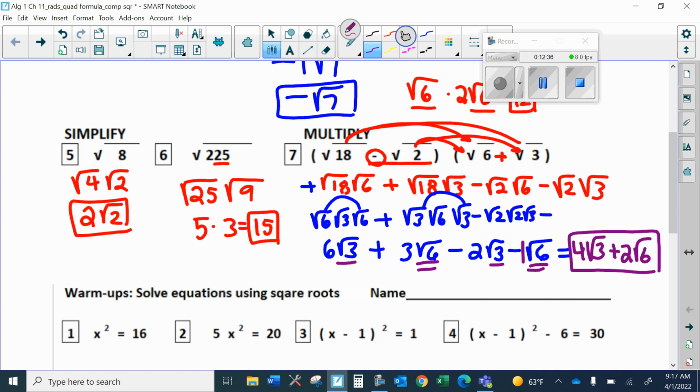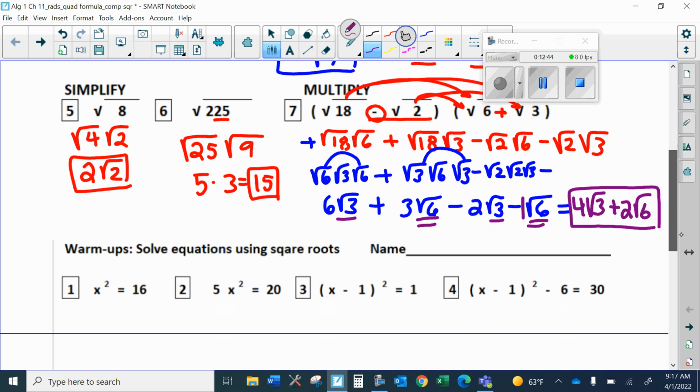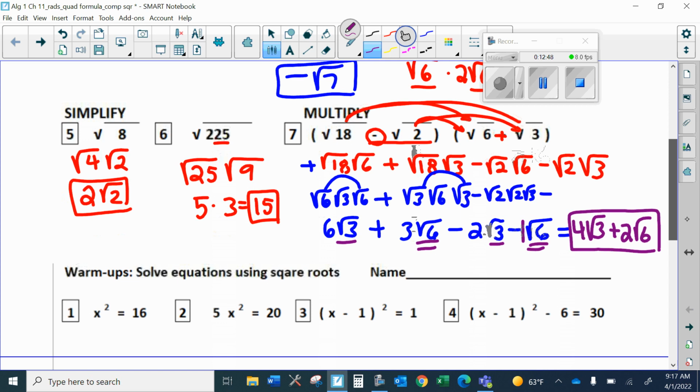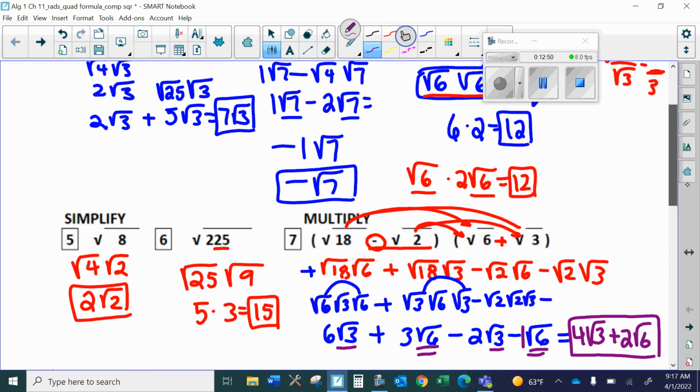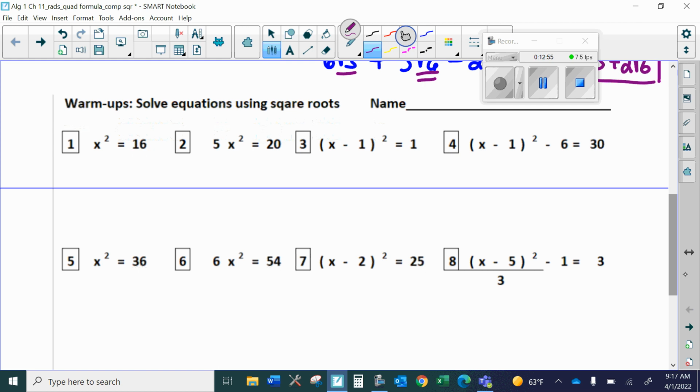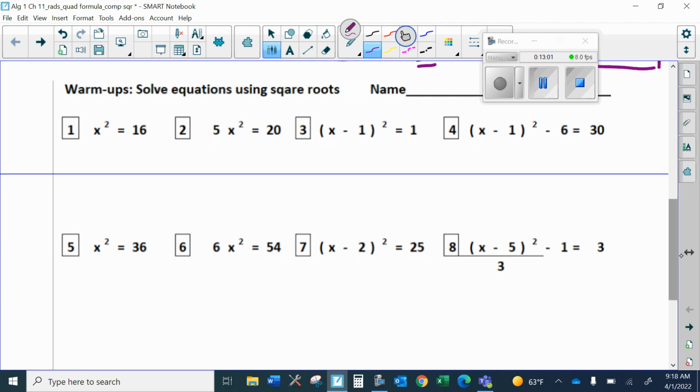I can't combine those because those are not like terms. The root 3 is not root 6. It's like an x and a y, different terms. Okay, so that'll be lesson 11.1 right there. Here's another one. Actually, this is also part of lesson 11.1 too.